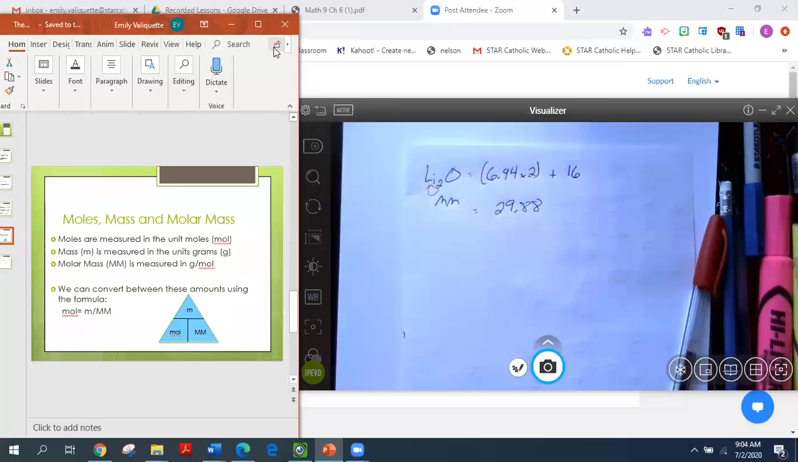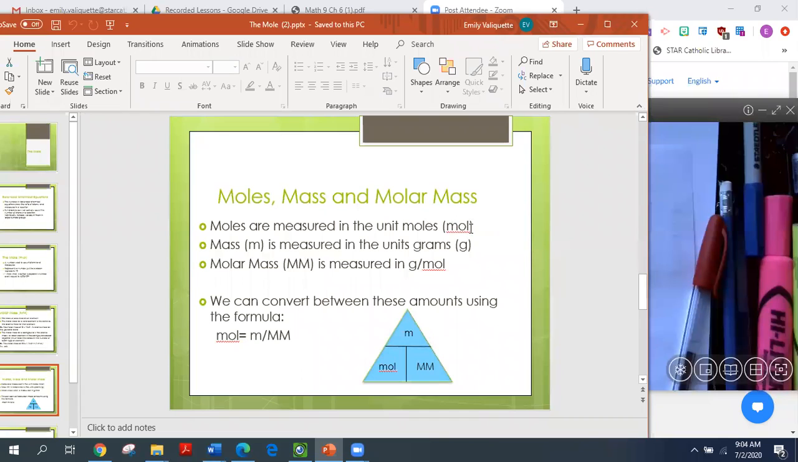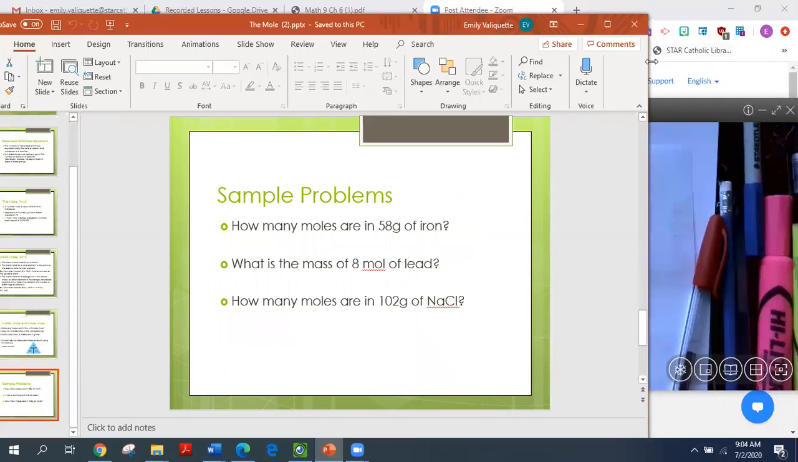Once we have the molar mass, we can then calculate the moles of a certain amount of a compound. Moles are measured in the unit mole, MOL. Mass always has to be measured in grams. So if you're given, say, milligrams instead, you do have to convert it to grams. And then molar mass is grams per mole, but I don't really care if you write the units of that. And then this is the formula: moles equals mass over molar mass. So let's try some practice questions.